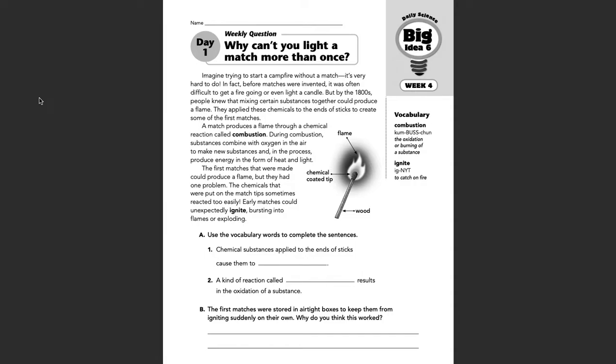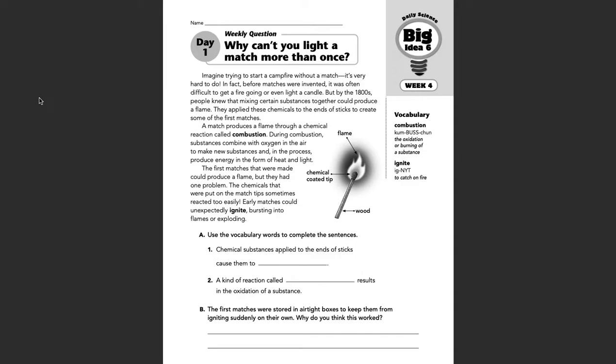A match produces a flame through a chemical reaction called combustion. During combustion, substances combine with oxygen in the air to make new substances, and in this process, produce energy in the form of heat and light. The first matches that were made could produce a flame, but they had one problem. The chemicals that were put on the match tips sometimes reacted too easily. Early matches could unexpectedly ignite, bursting into flames or exploding.